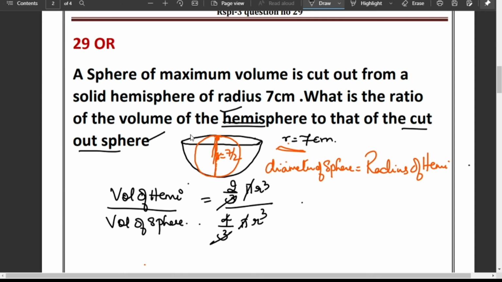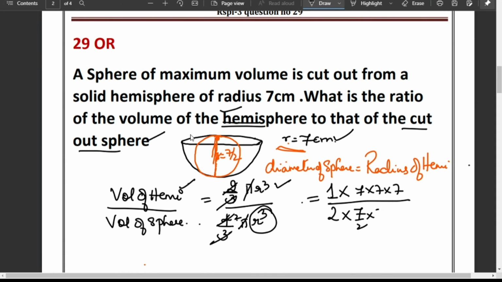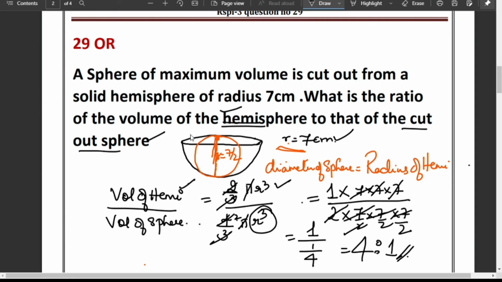3 and 3 get cancelled. 2 one time, 2 times. So what is remaining? 1 into 7 into 7 into 7 divided by 2 into, for r here, I'll take 7 by 2, 7 by 2, 7 by 2. All 7s cancel, this 2 and this 2 cancel. So what is remaining? 1 divided by 4. So the ratio becomes 4:1. Got it, children? Hope you understood.